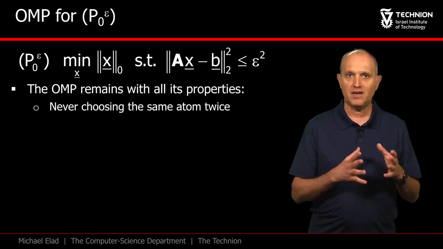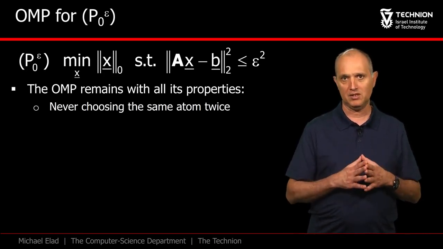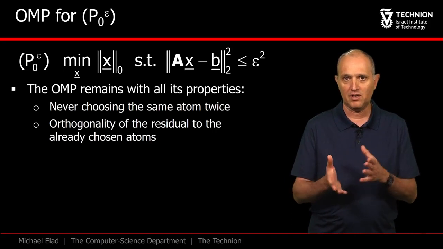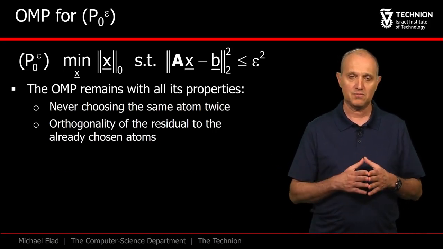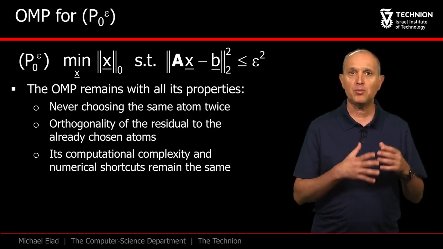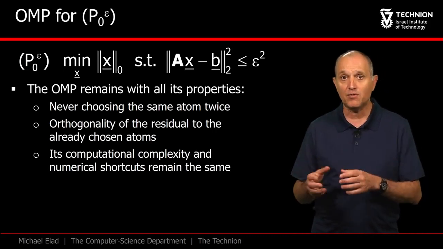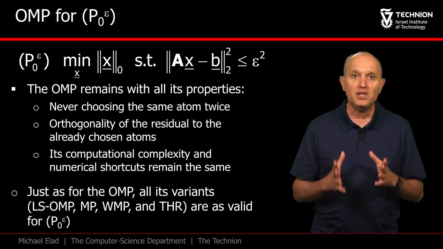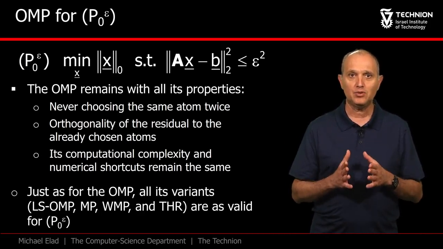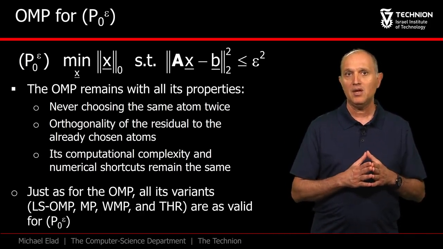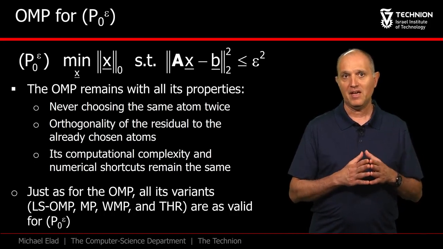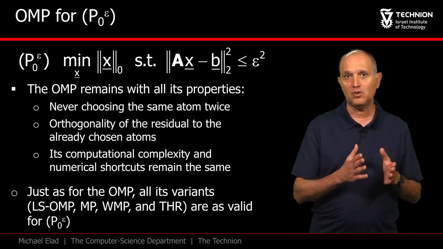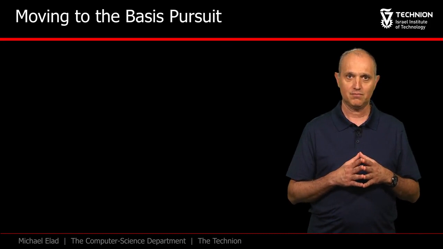These include the fact that it never chooses the same atom twice, getting an orthogonality of the residual to the already chosen atoms. The OMP retains its computational complexity and the relevance of the numerical shortcuts we have discussed. In fact, all the greedy algorithms could be adapted to handle the P0 epsilon problem in the very same fashion. And all that it takes is to modify the stopping criterion.